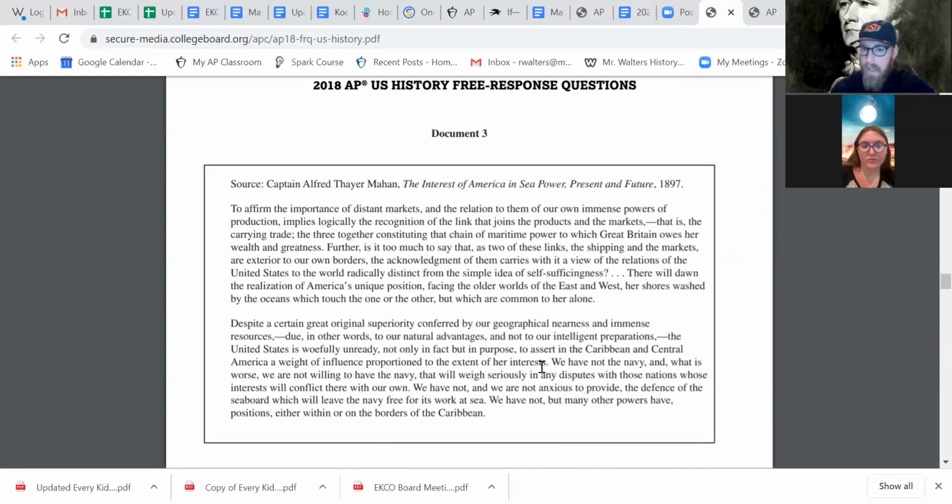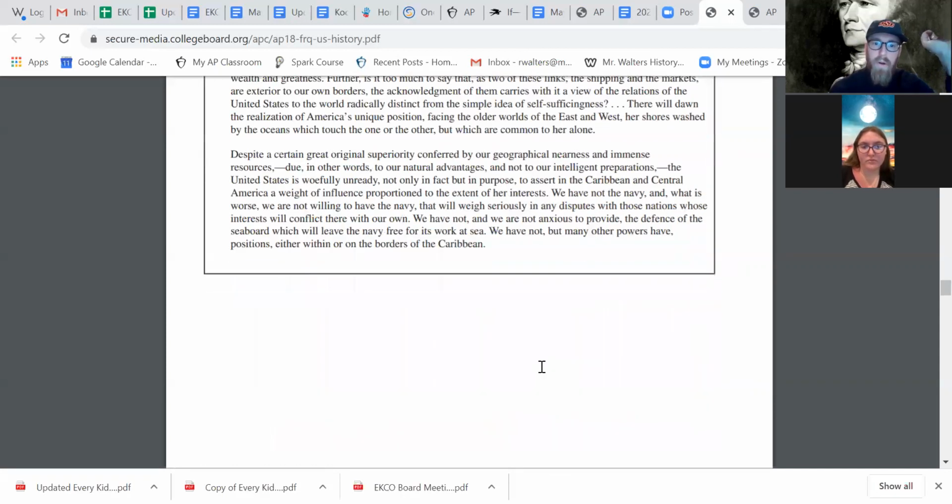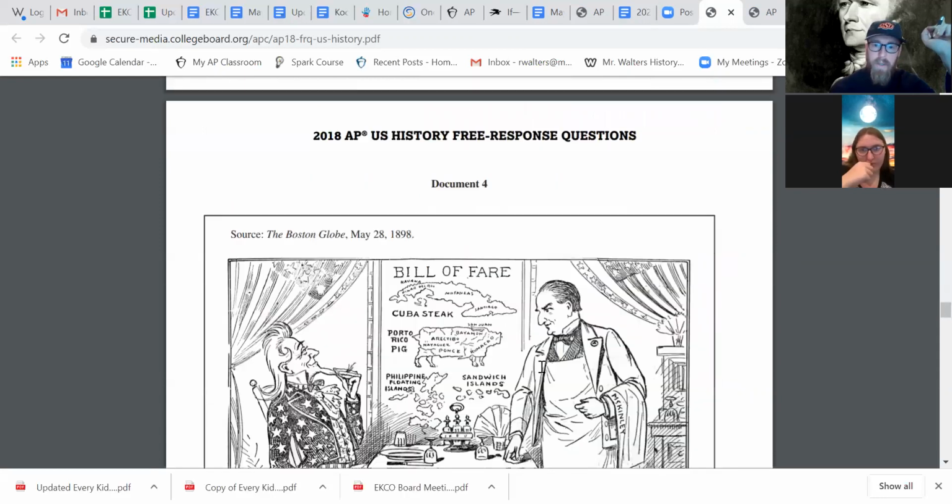Next, you have Alfred Thayer Mahan, part of his book, The Interest of America in Sea Power, Present and Future, and this is in 1897. If you guys remember him, he made the argument that whoever controls the seas is going to control the world. So for America, you need to build a big navy because that's who's going to win the next war. So he was pretty much before his time there.